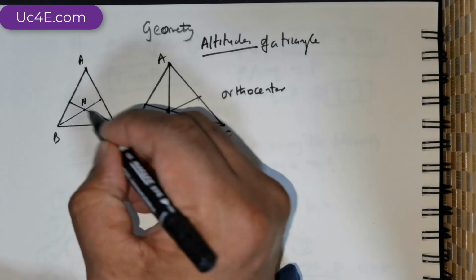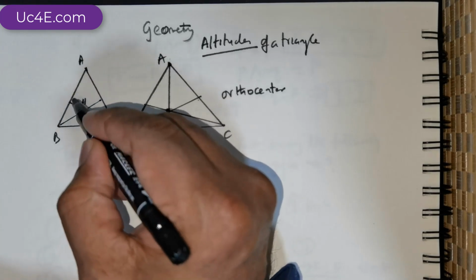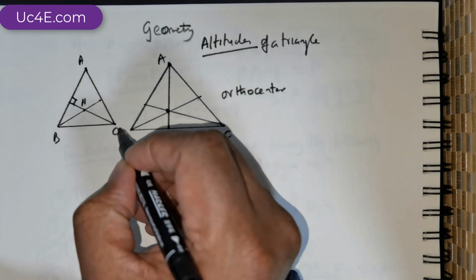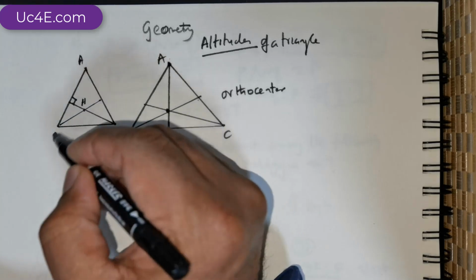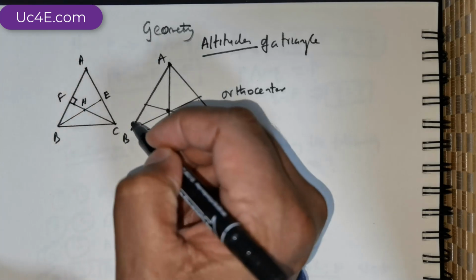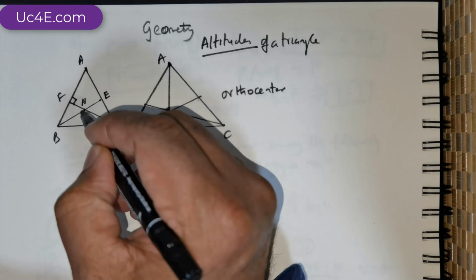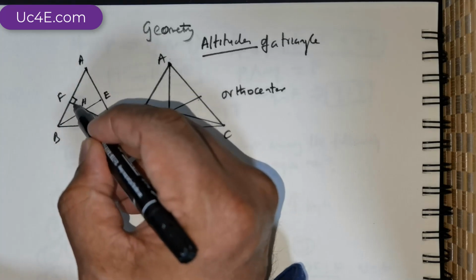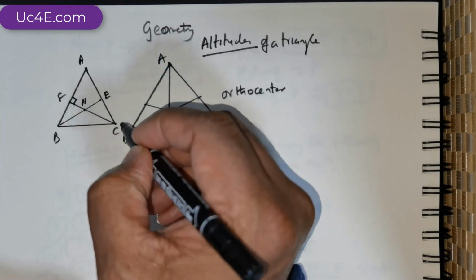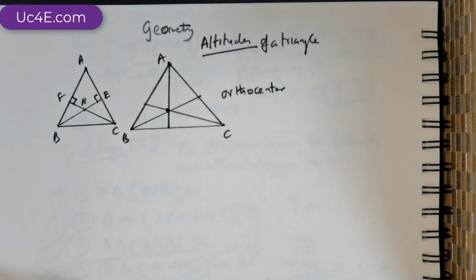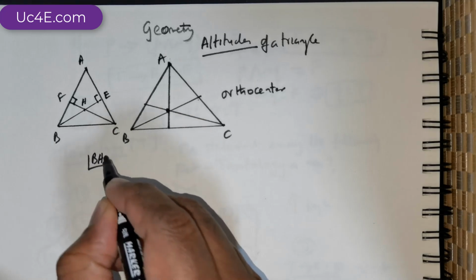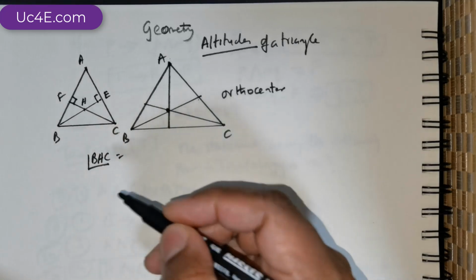Now this altitude, which is hitting the side AB, will hit the side at 90 degrees. Let me take the feet of the altitudes as E and F. So CF will hit AB such that a 90 degree angle is made. Similarly BE will hit AC such that a 90 degree angle is made. Now if someone is asking you what is angle BHC, what would your answer be?